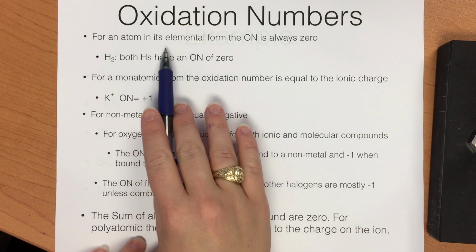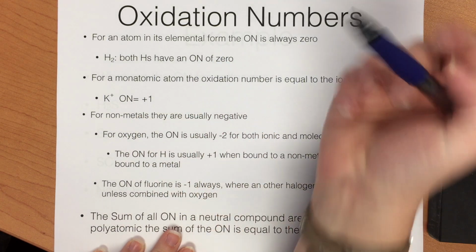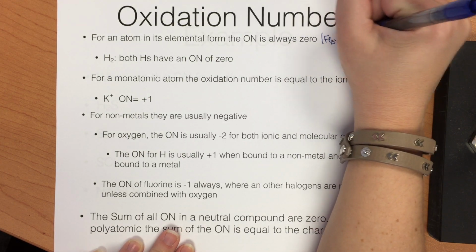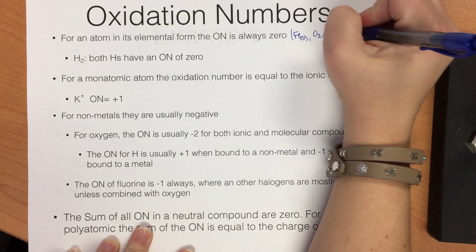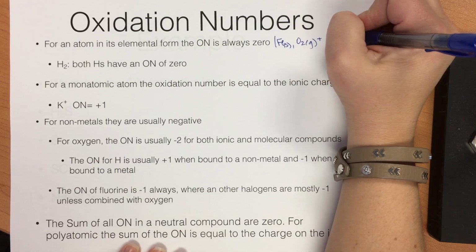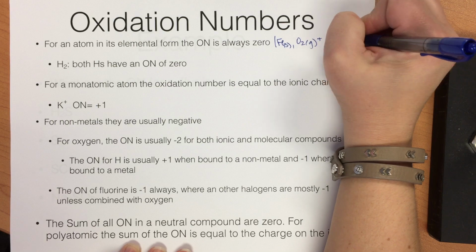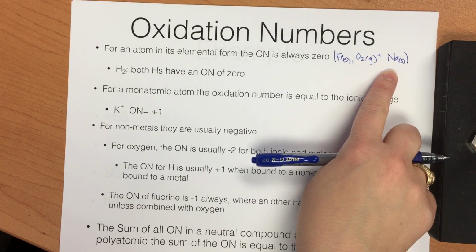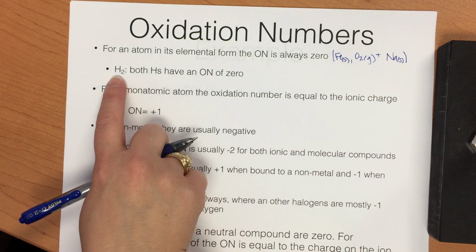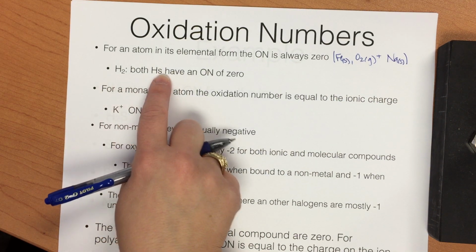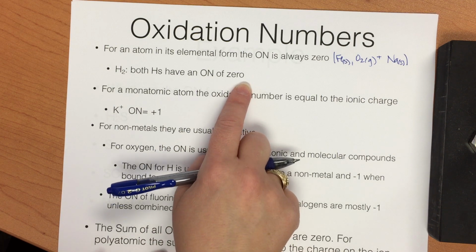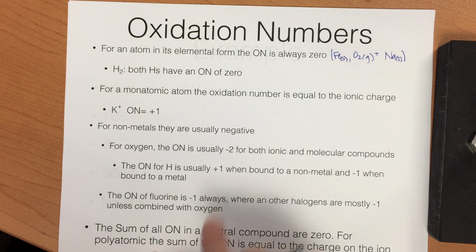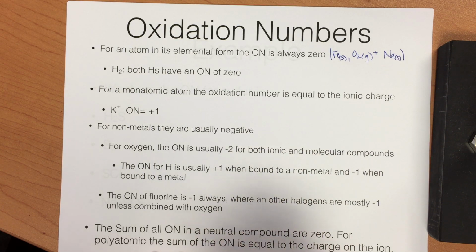For an atom in its elemental form, the oxidation number is always 0. You can think of things like solid metals, oxygen gas, or sodium metal. There are a variety of these entities, and they are in their native states. For H2, both hydrogens have an oxidation number of 0. This is somewhat similar to how you would calculate the charge on an atom. There are a variety of rules, and then you solve for the remaining component.